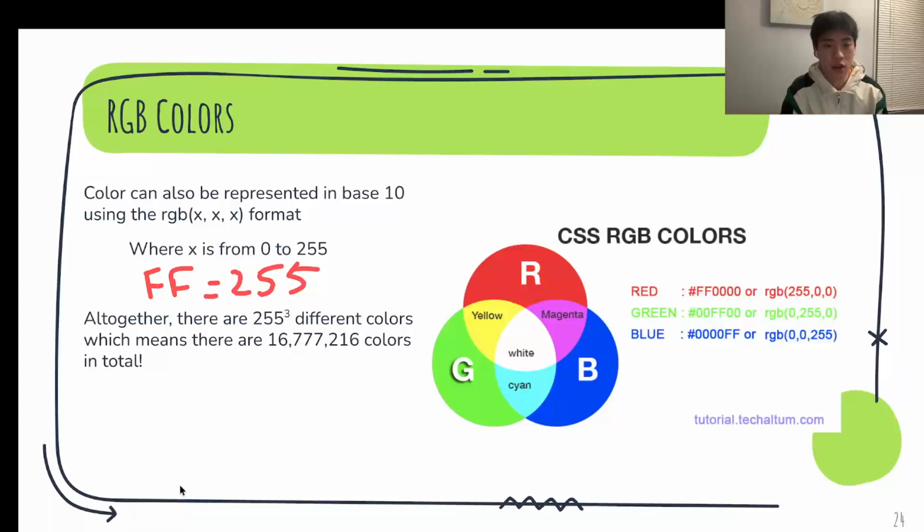And so together, there are 255 to the power of 3 different color combinations, which means that there are over 16 million colors in total. They're not going to test you on how many colors there are, but they will definitely test you on your knowledge of where is the red, where is the green, and where is the blue. Okay, so red first, then green, then blue.